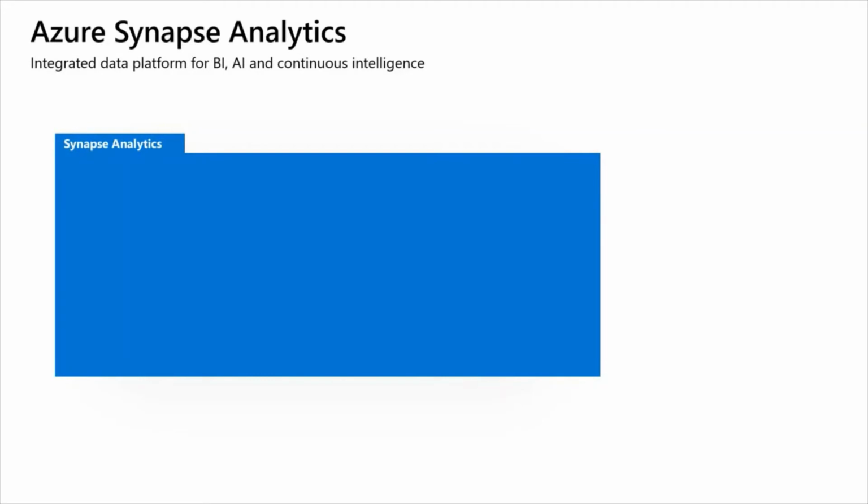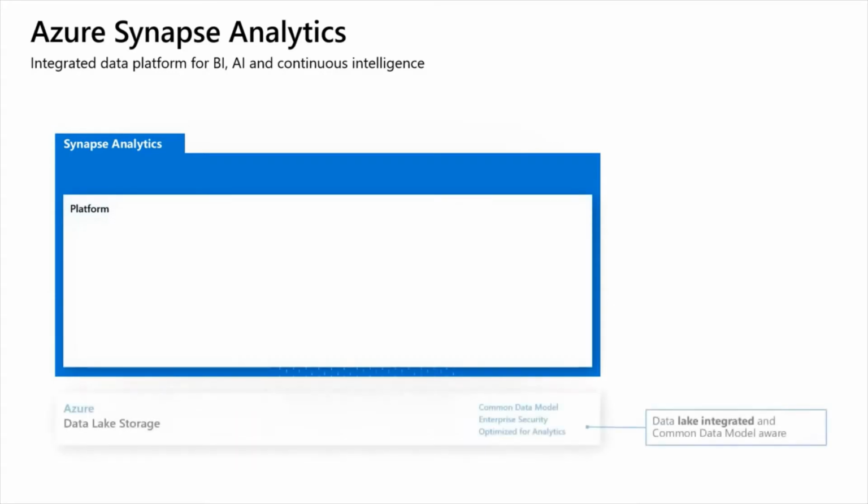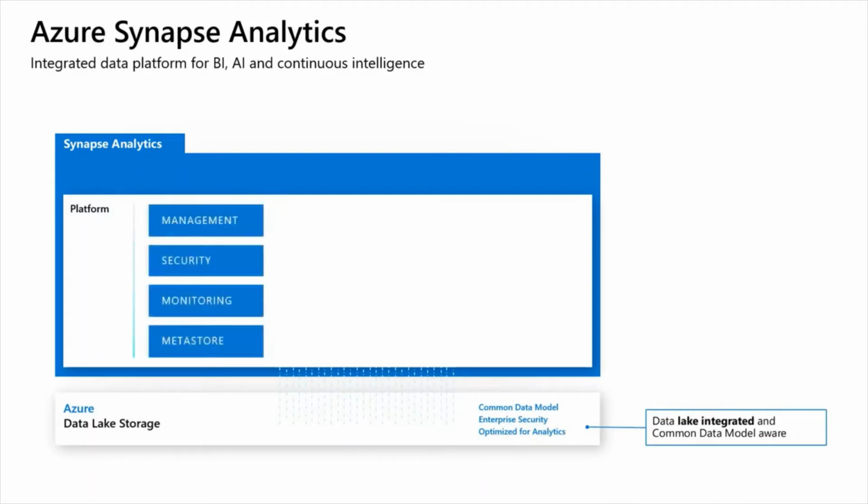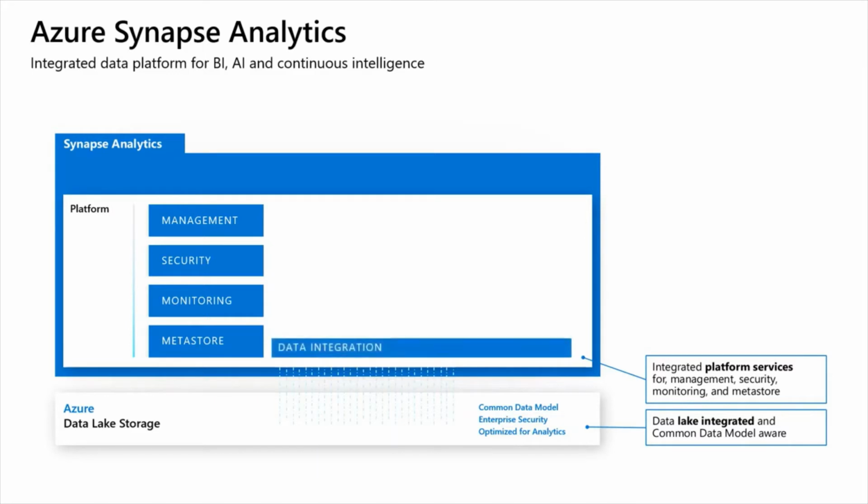The first component contained in a Synapse environment is the data lake. The data lake will store any files and unstructured data. The next major component in the Synapse environment is the platform, which gives you the functionality to manage your data assets, apply security, monitor data use, and act as a metastore for business data. You then have the two analytics runtimes available to you, the SQL and Spark engines.